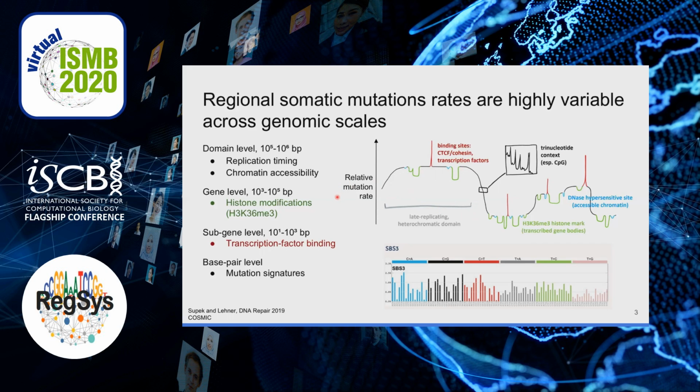At the gene level, mutation rates correlate with properties like transcription level and various epigenetic modifications. Shown in green is a specific histone methylation mark associated with an increase in transcription but a decrease in relative mutation rates.